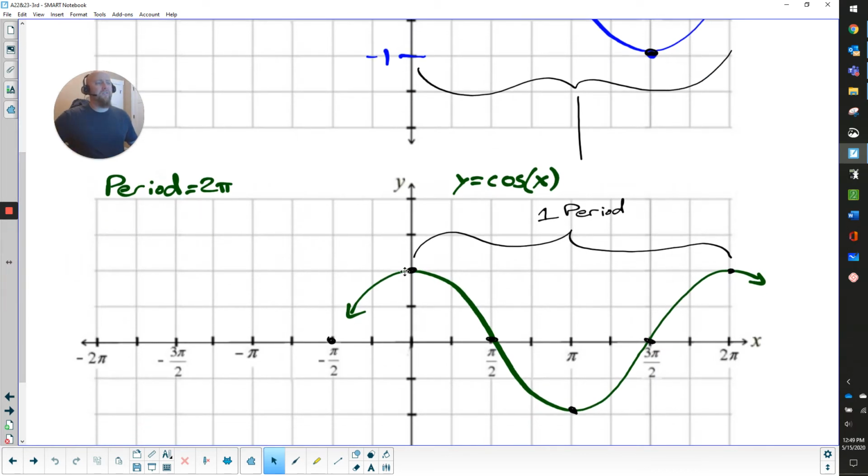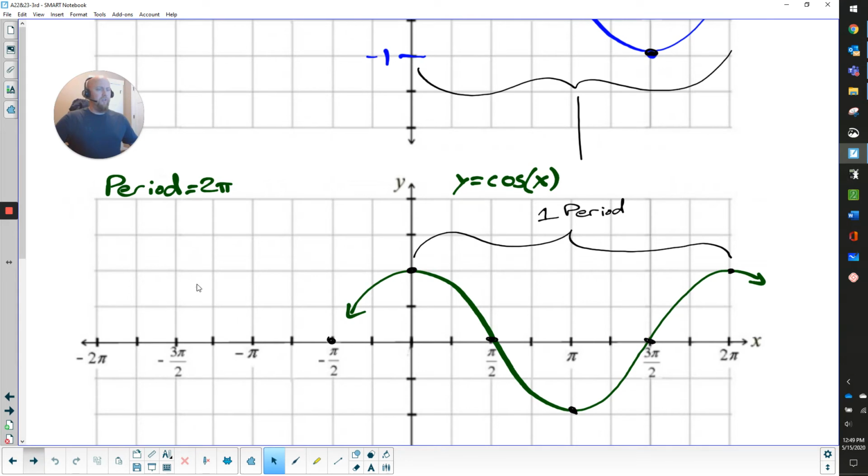Cosine patterns at the top of the amplitude instead of at the midline. So if you can remember those points and patterns, just shift it over slightly, and you've got cosine starting at the top, then midline, bottoming out, midline, and back to top. That is a period of 2 pi, and that's what the parent functions start out with before they get transformed.